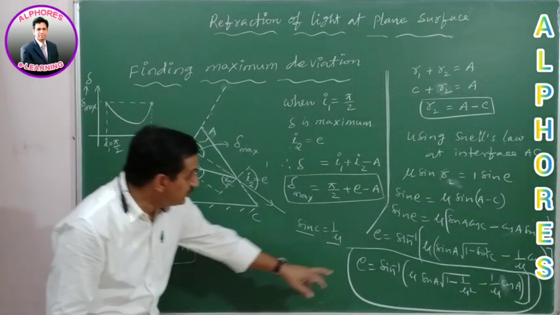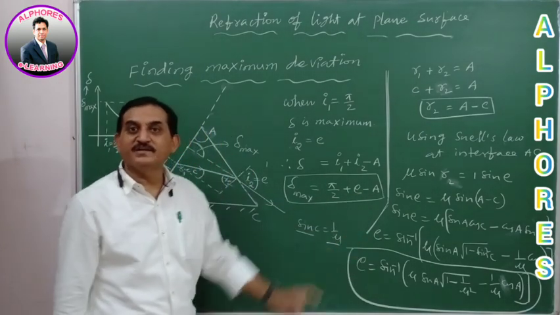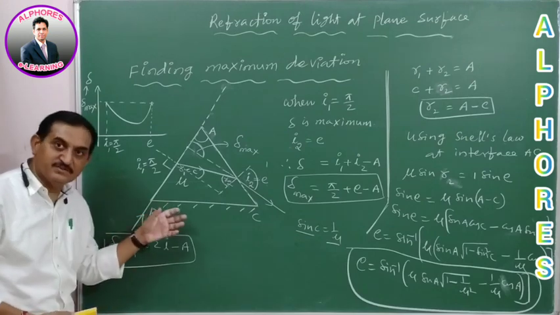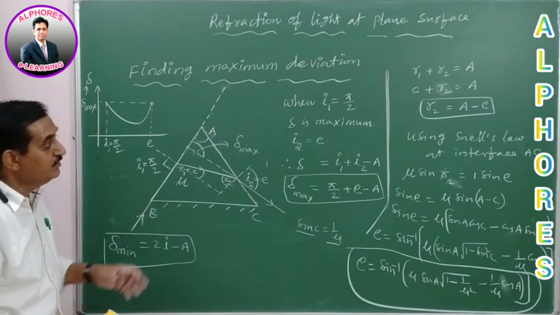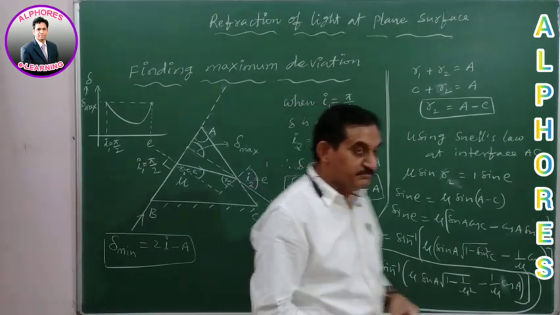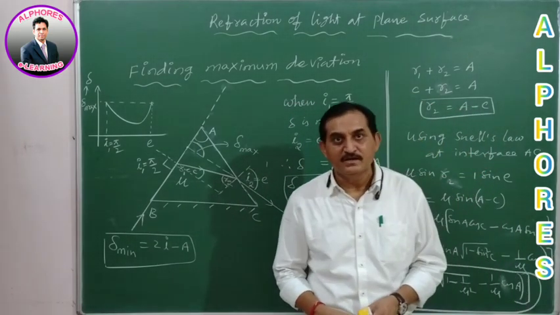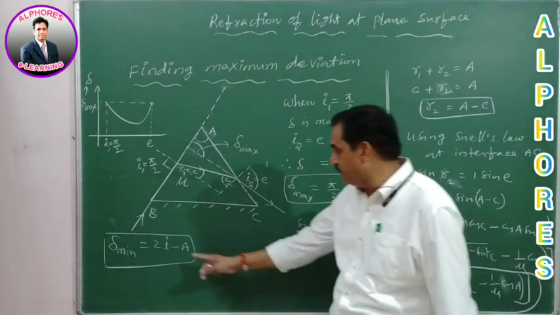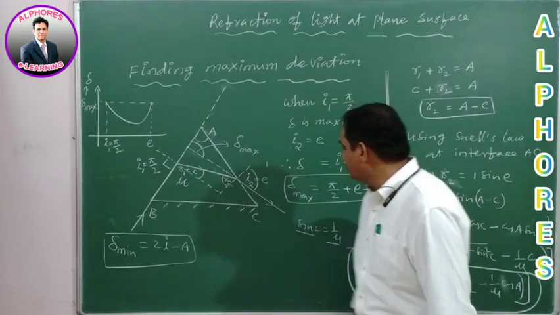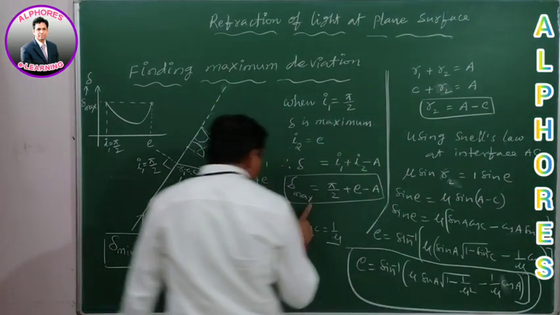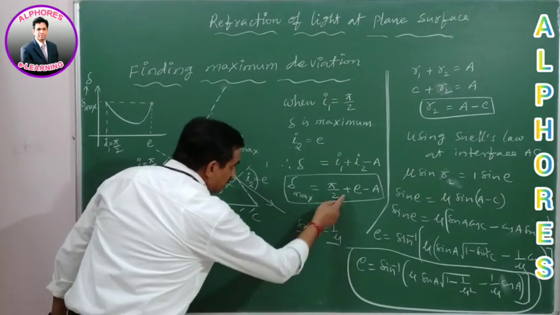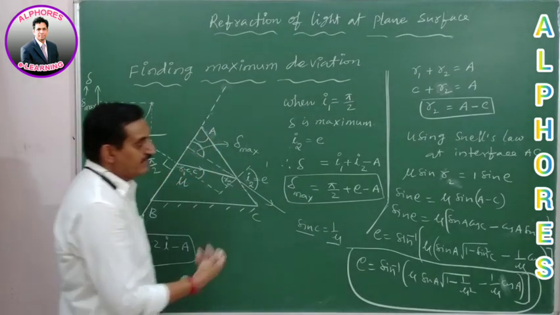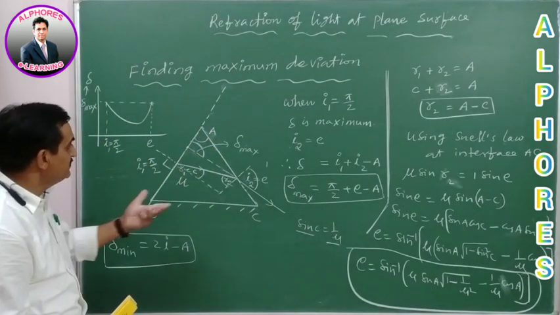When this value is substituted here, you will get the maximum deviation suffered by the light whenever it is refracting through the prism. So finally we calculated the minimum deviation formula and also the maximum deviation formula. We derived both. This is the minimum deviation formula and this is the maximum deviation formula. Then this substituted over here, you will get the final answer, delta maximum. Okay, right. This is maximum deviation, that is minimum deviation.